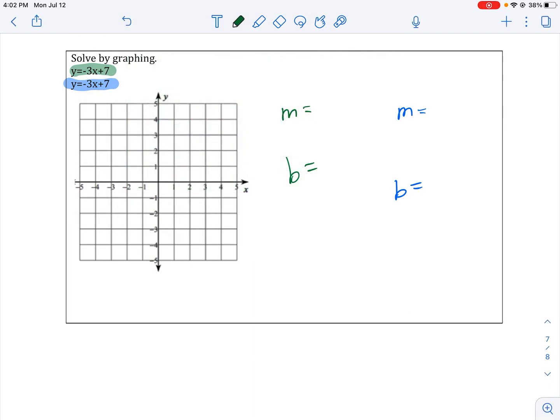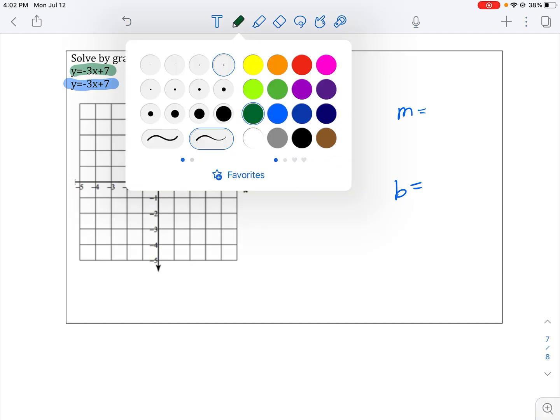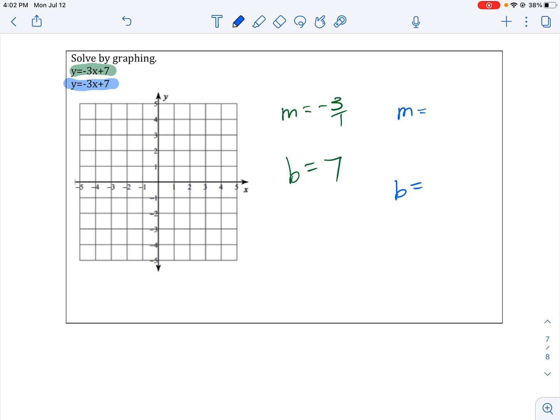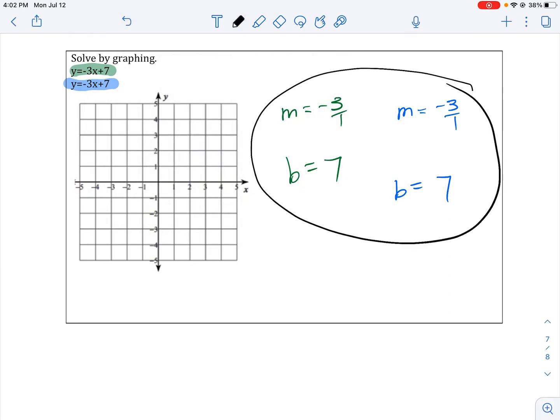So here we are going to graph. I have a slope of -3/1. My y-intercept is 7. Before I even graph that, I'm going to look at the next line. -3/1, y-intercept of 7. If you look at these numbers, you'll see that they are the exact same. That means this is the exact same line.